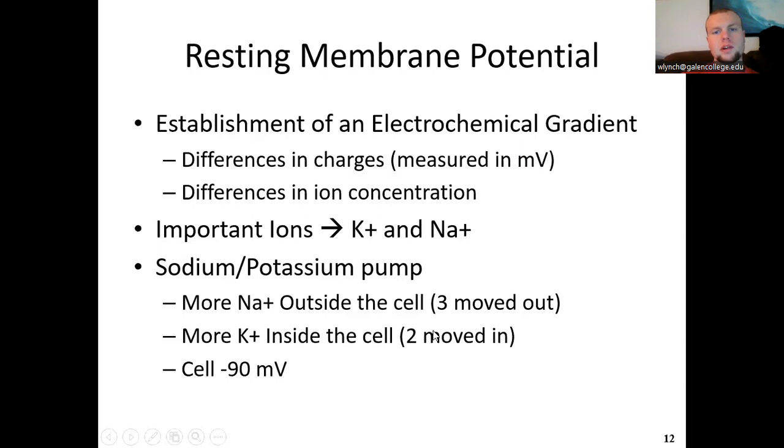So the electrochemical gradient here is established because this pump is moving the ions in the different directions. So we have a charge across the membrane barrier that we measure in millivoltage.